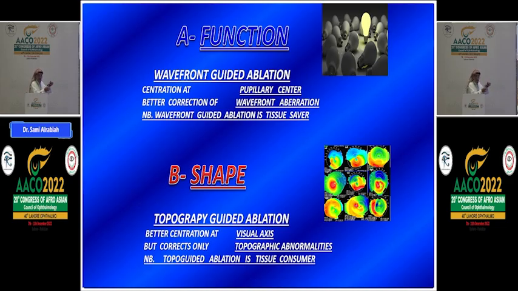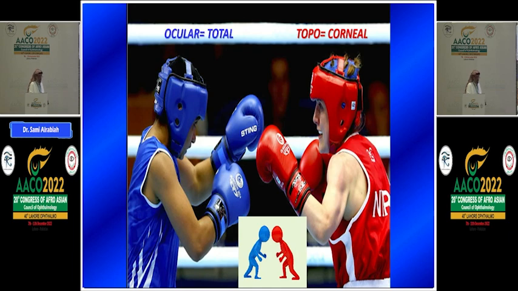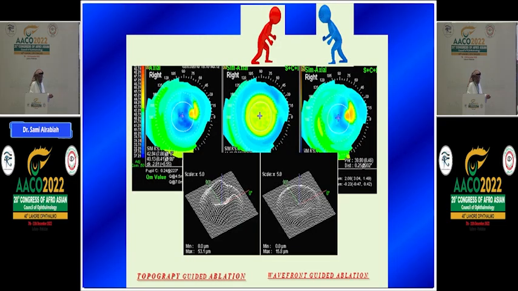The other one corrects most of the things. A tissue saver, but through the pupil. You have to put yourself in between. Now, these are two gentlemen. One is the total, one is the corneal. They are fighting. Who's better, red or blue?